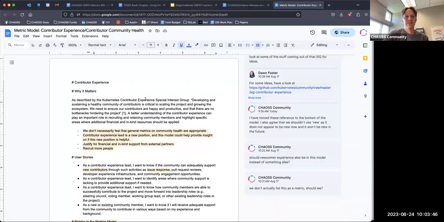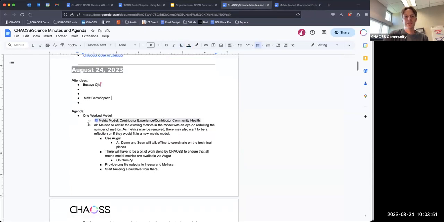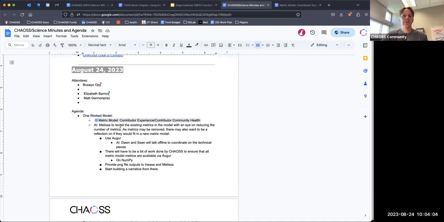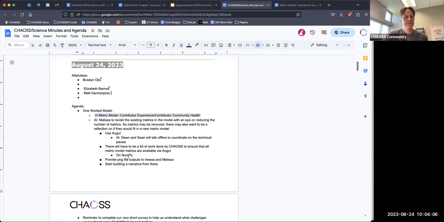I've been going through the minutes, and there was this request from Melissa to do a worked model that she could potentially share with her community. Do you remember this conversation? I do. The idea was that a worked model could be shared with community members to build narratives around how this model could be helpful. This was from a couple weeks ago.